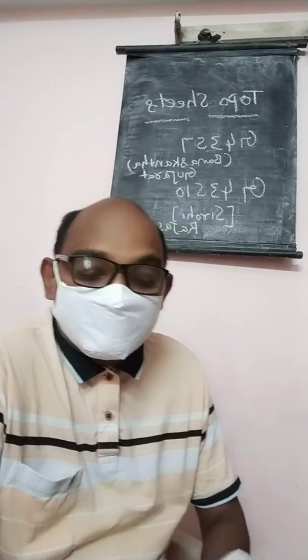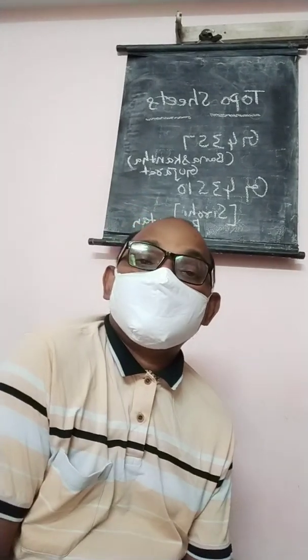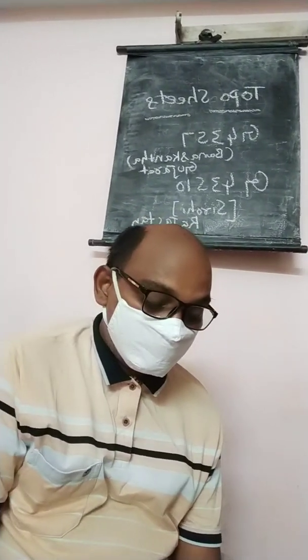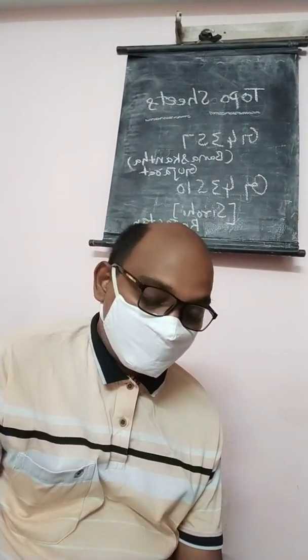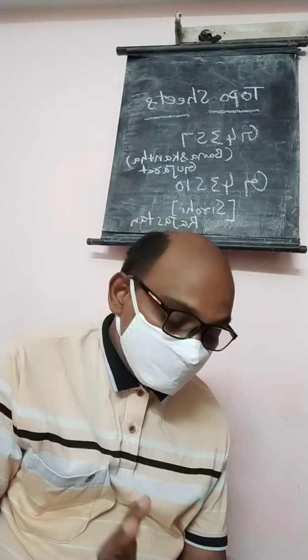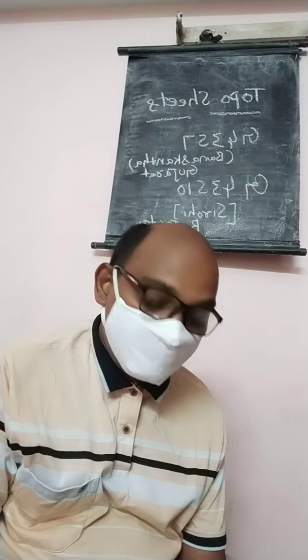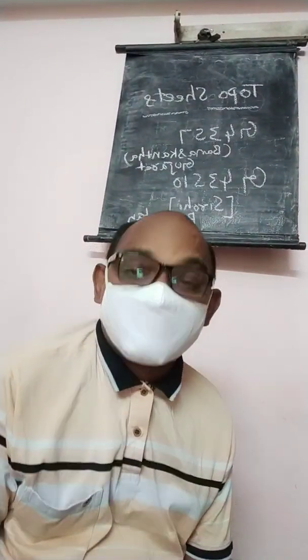Then, elements of a map. There are 6 basic elements of a map. In that, number 1, title. Title indicates the subject of the map. Scale. Scale denotes the relationship between map distance and the actual ground distance.